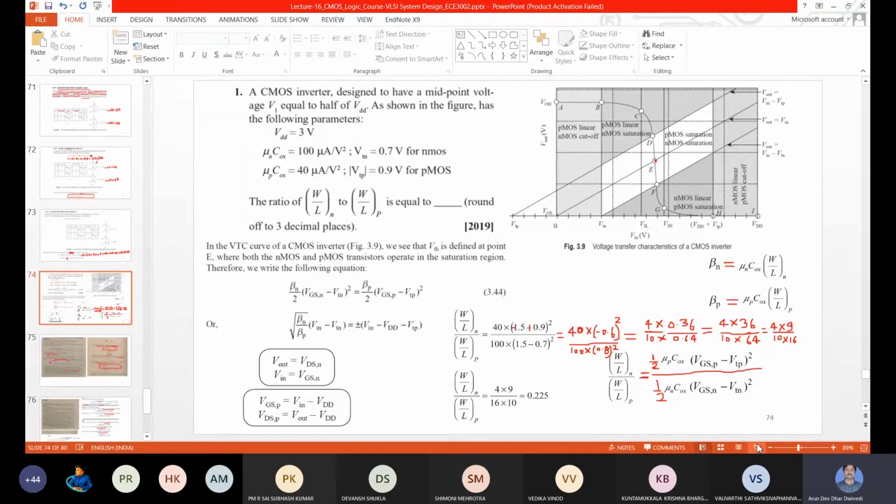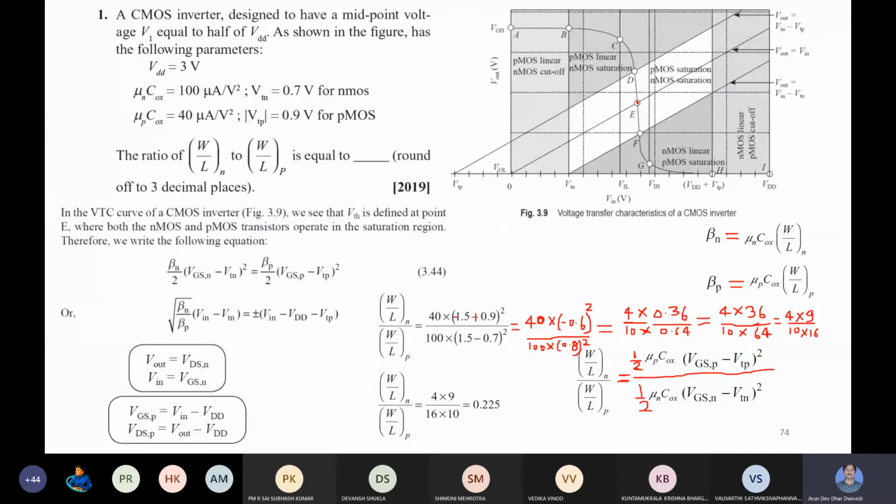I am discussing this one. So here the problem is that VDD of the CMOS inverter in the circuit is 3 volt, mu n COX is given, and threshold voltage of NMOS is given, mu p COX is given, and threshold voltage of PMOS is also given as a mod, but the actual value will be negative, minus 0.9 for PMOS. Find the ratio of W by L of NMOS to W by L of PMOS.